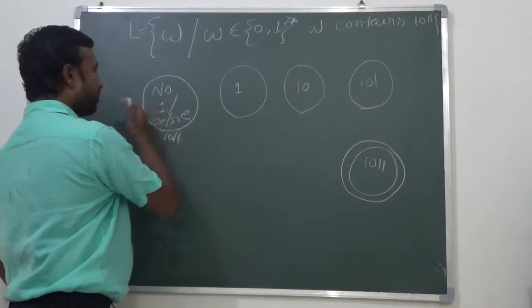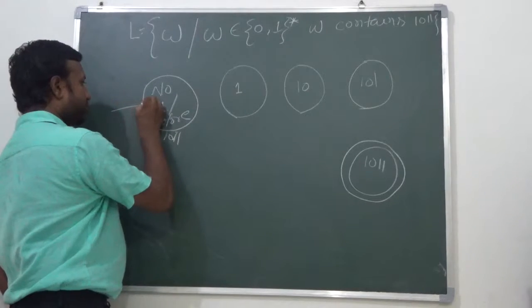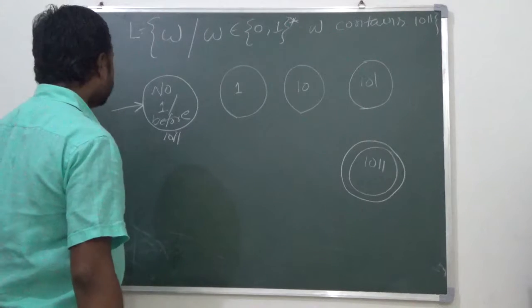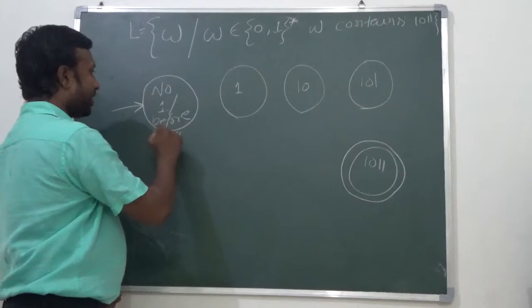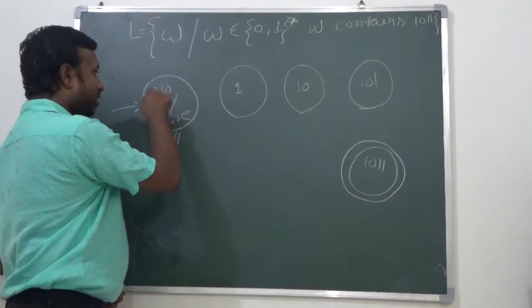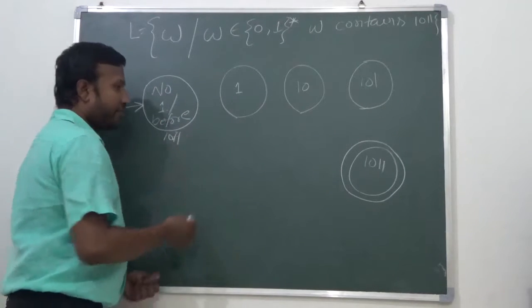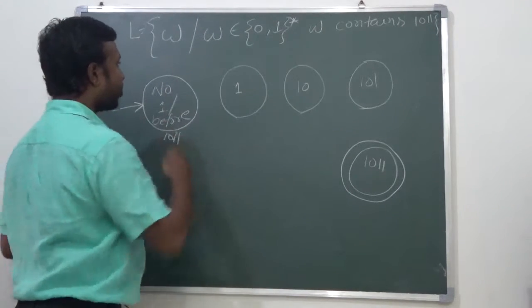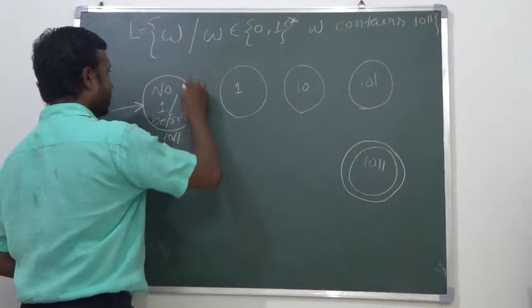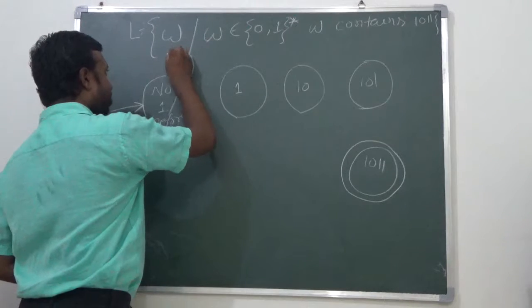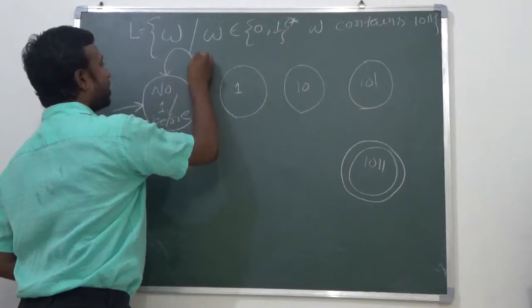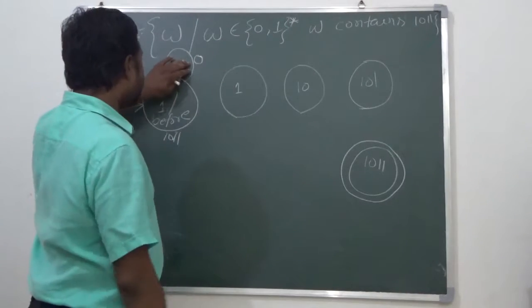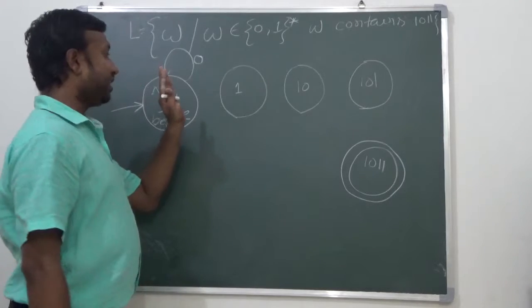And something before 1011, that should be the start state. Okay? Now, if we are here, that means the machine has not seen any 1, and if the machine is getting 0, that means still the machine has not seen any 1. So if the machine is getting 0, it will stay here, right? But this means that machine still has not seen any 1.